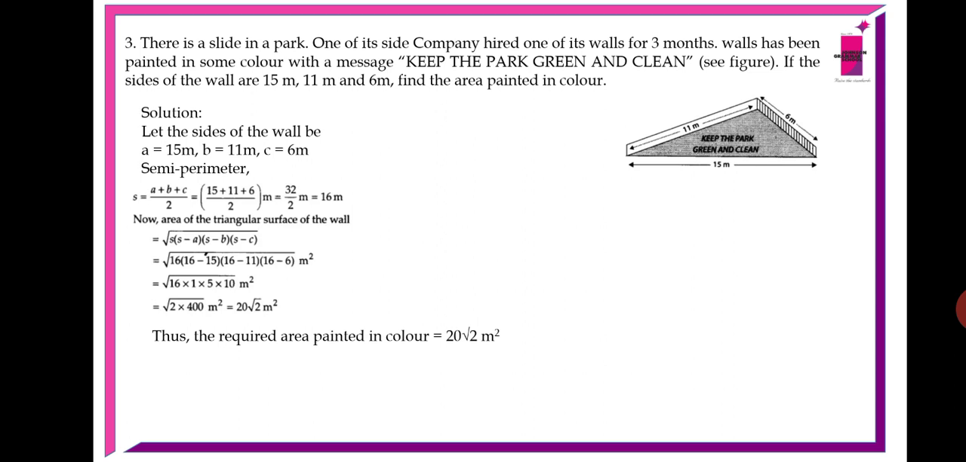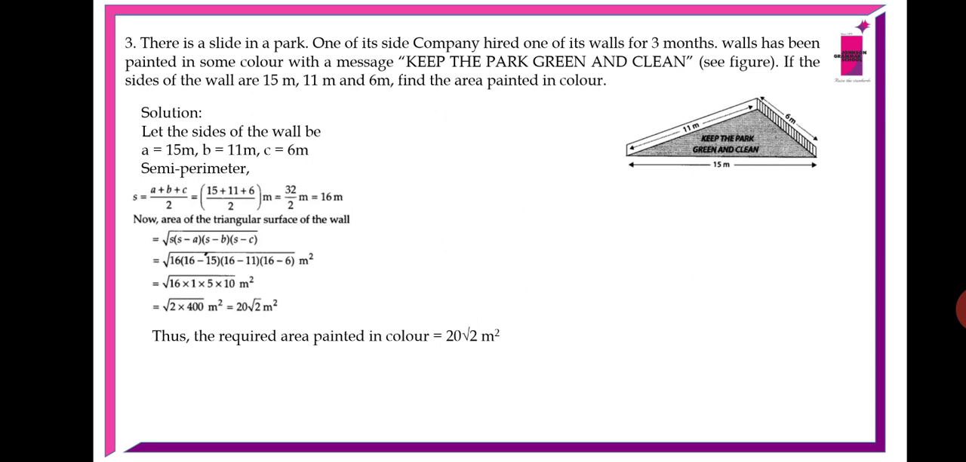So question number 3. There is a slide in a park. One company hired one of its walls for 3 months. The walls have been painted in some color with a message, keep the park green and clean. If the sides of the wall are 15 meters, 11 meters and 6 meters, find the area painted in color.